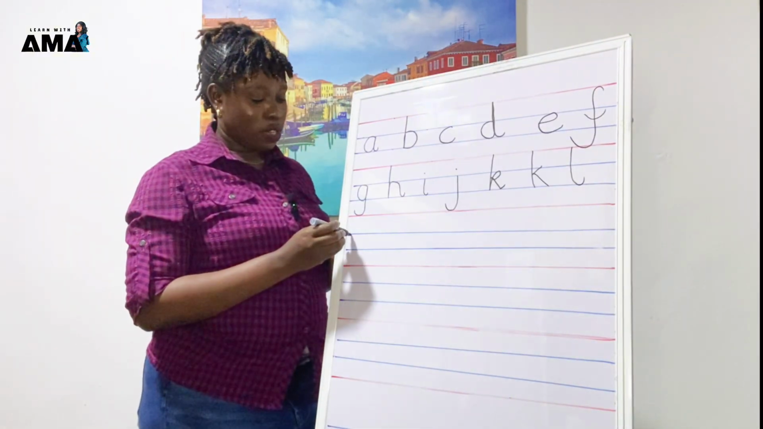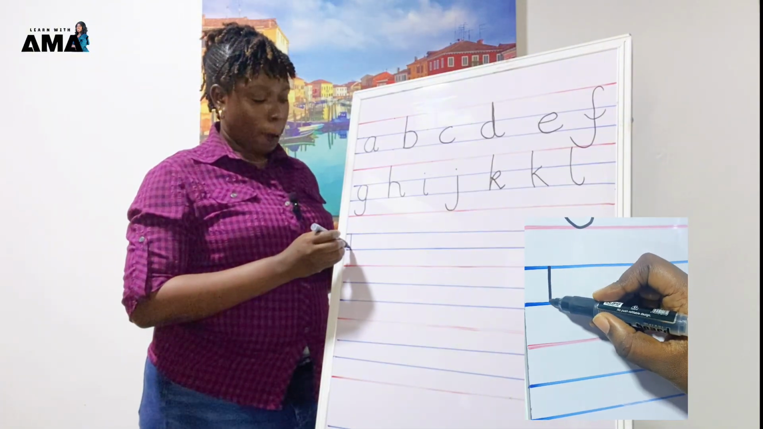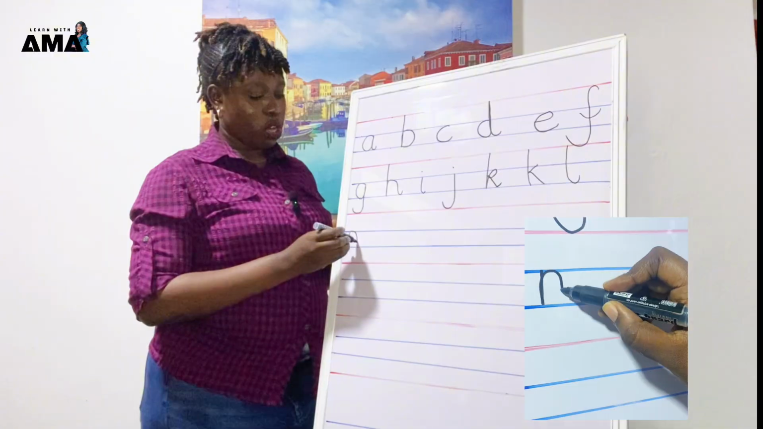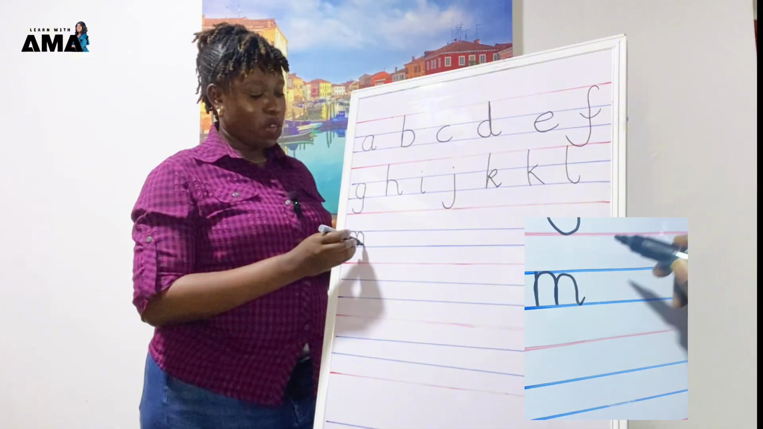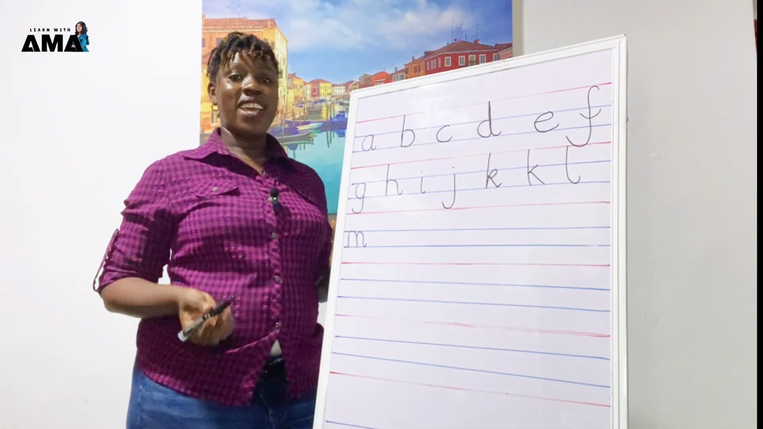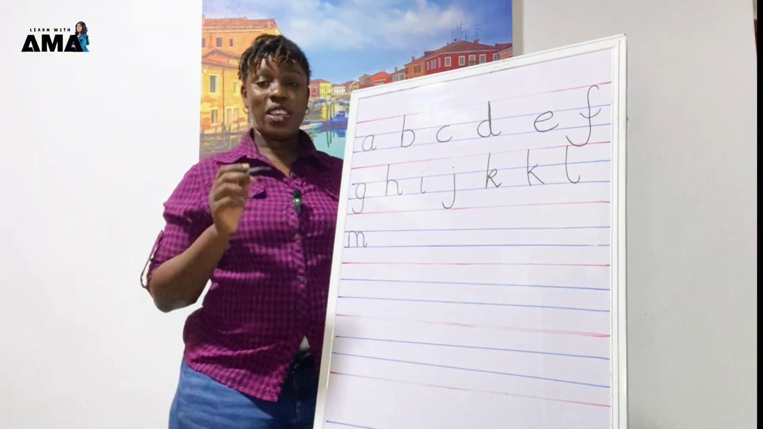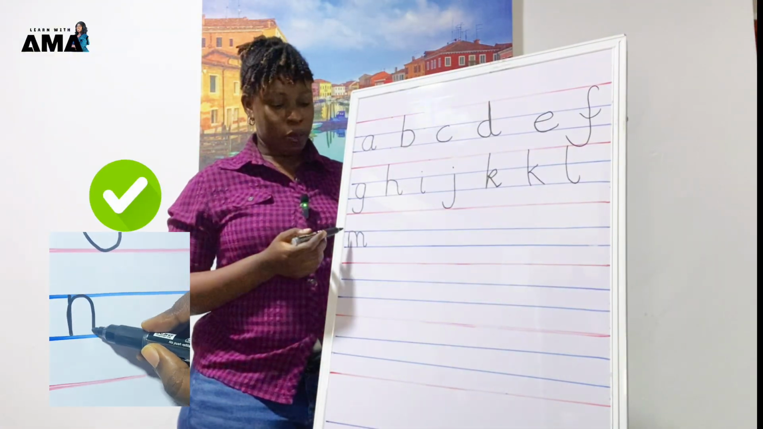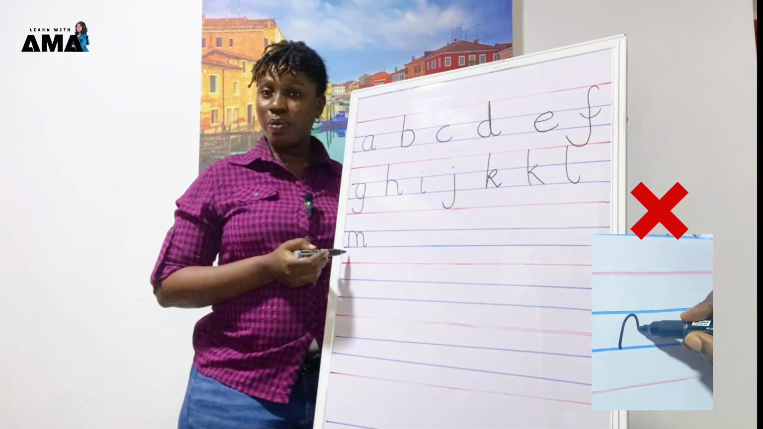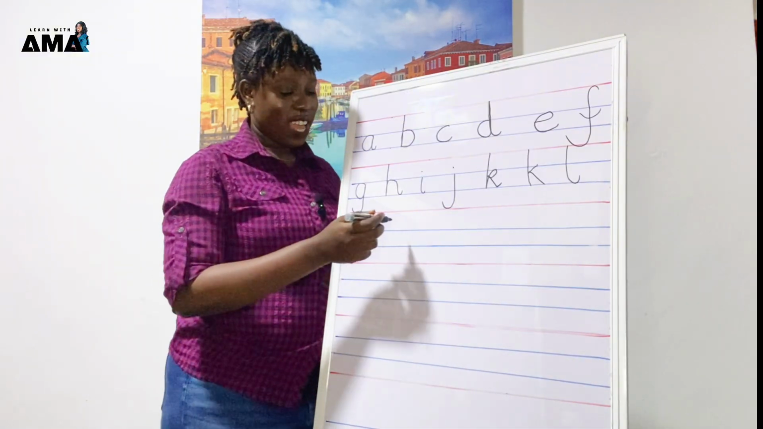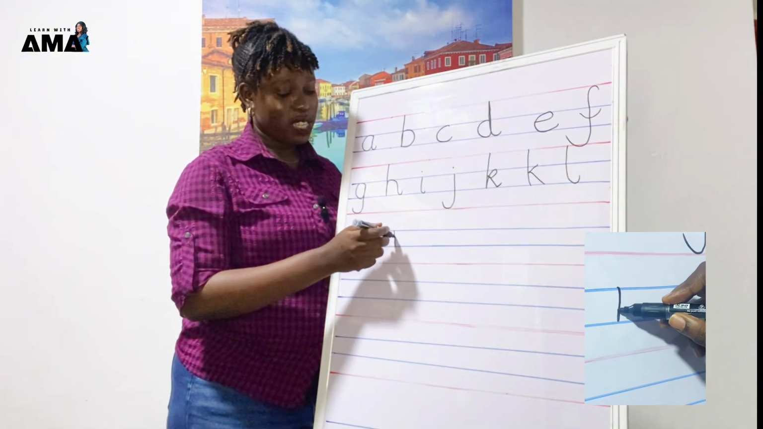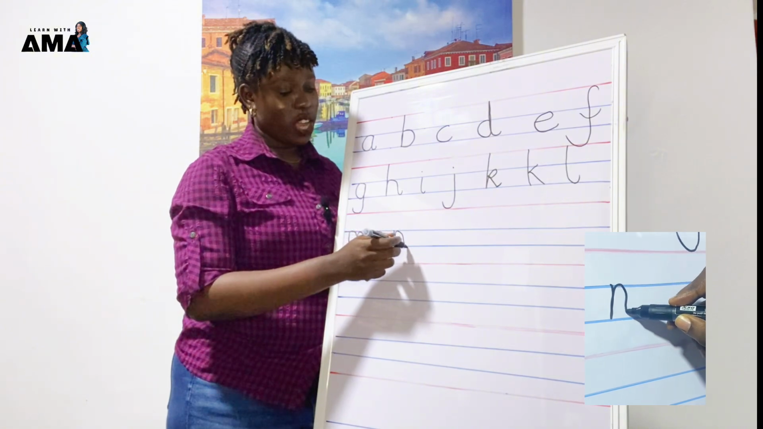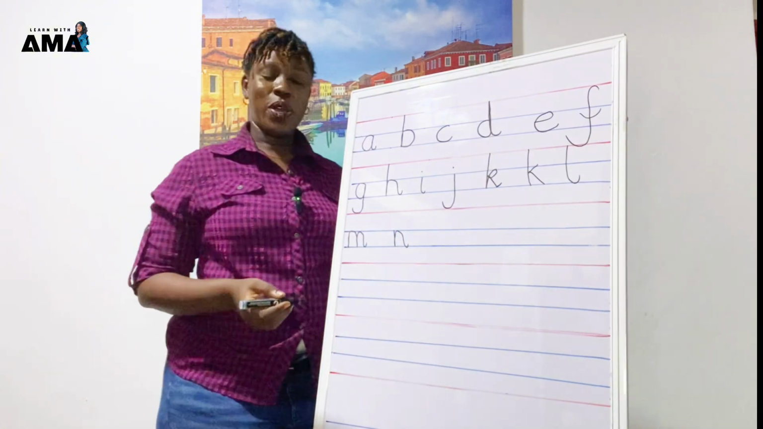M has a stroke down, back to the top, a curve down, up again, another curve down with a flick. Now it is important to note that your child should start writing the letter M from the top, not from the bottom. N, another X-height letter: stroke down, flick it up, a curve down and a flick.